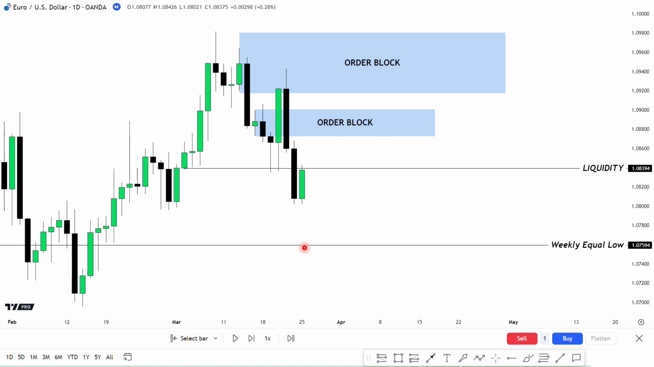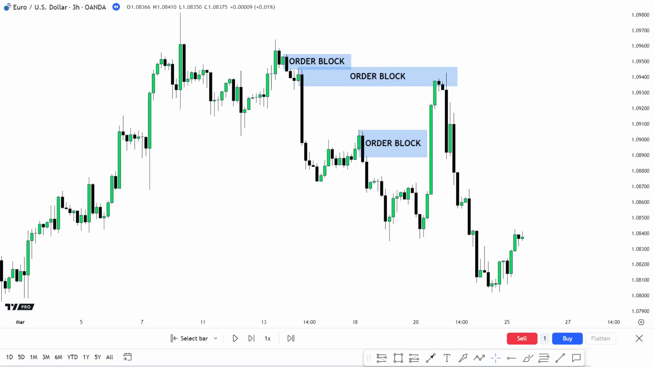In the 3-hour chart, I can point out several order blocks that all adhere to the following concept. But now you may think, what is the connection between these concepts and CRT? As I mentioned in previous videos, I have a special use for the candle range theory.